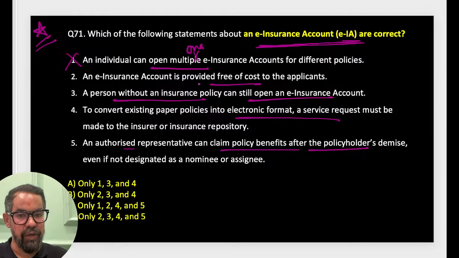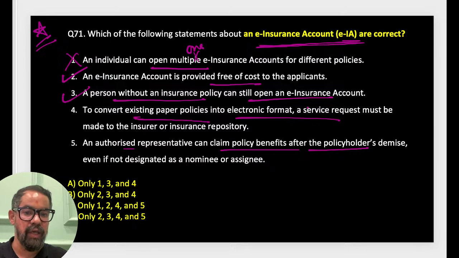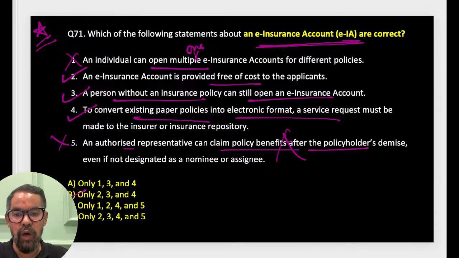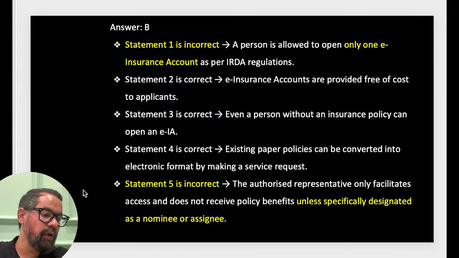An insurance account is provided free of cost, this is true. A person without an insurance policy can also open this. An existing paper policy can be converted with a service request. An authorized person cannot claim, okay, this is very obvious, okay. If you are not the nominee or others, you cannot claim. So 2 3 4, means option B should be the right answer for this particular one.